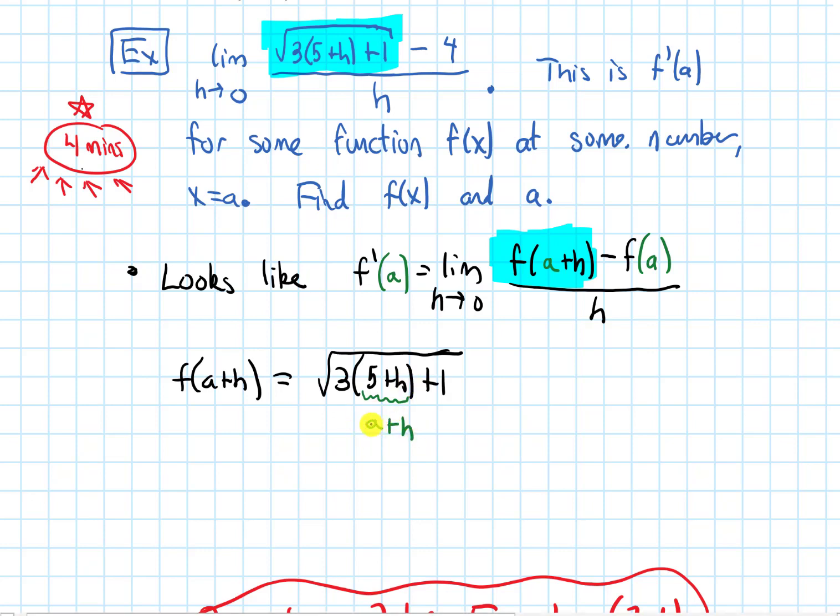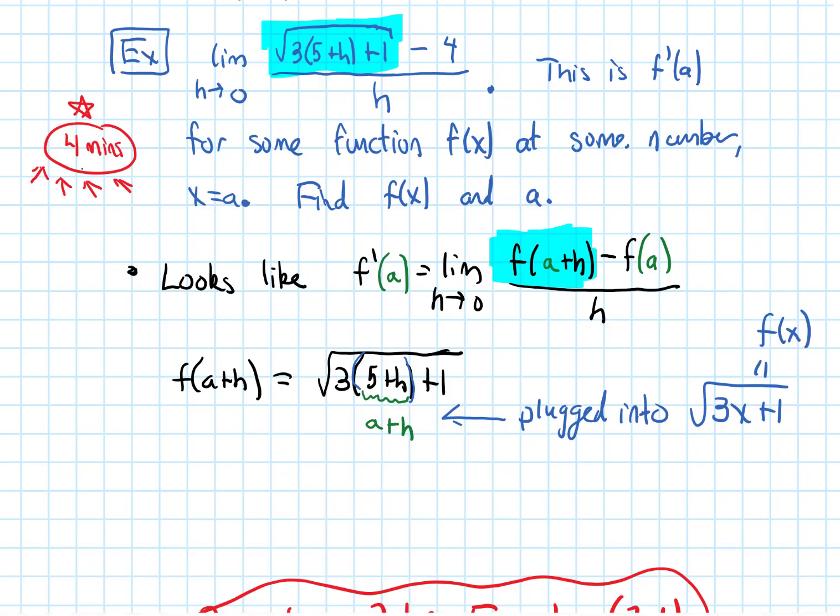If that was the a plus h, what is that thing, this 5 plus h, getting plugged into? Because that'll tell me my function. This is getting plugged into the square root of 3 times x plus 1. Because if I plug in 5 plus h for the x, I get this thing over here. Okay, so at this point, this is our function. That's our f of x. And our value of a is 5. So let's write those down. f of x equals root of 3x plus 1, and our value of a is 5.